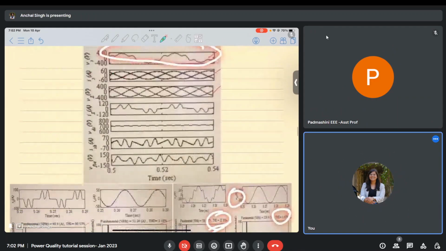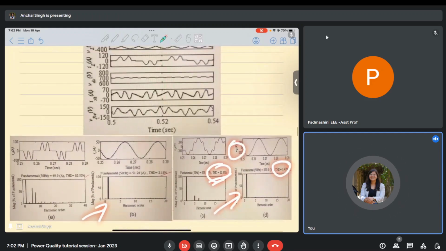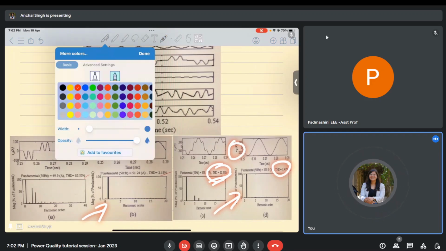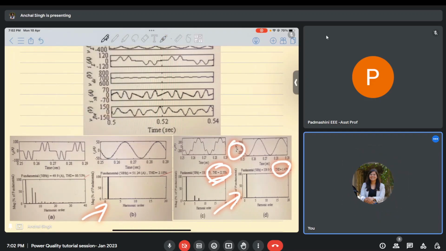Okay, so now after completing this discussion, if you have any doubts, please feel free to ask right now. Otherwise, we'll move on to the numerical discussion for today. Padmashini ma'am, do you have any doubts?